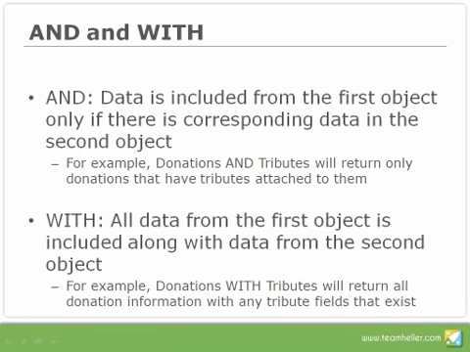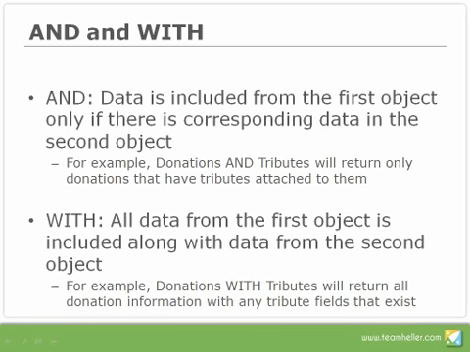If you see a report where two objects are joined by an and, for example, donations and tributes, that means that the data is included from the first object, donations, only if there's a corresponding data in the second object, tributes. So in the case of donations and tributes, you're only going to get donations that have tributes attached to them in your report. The opposite of that is the with keyword.